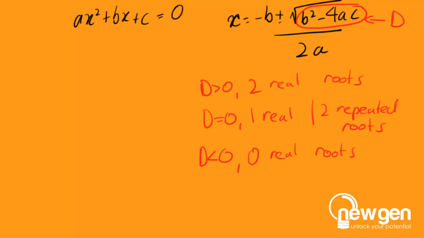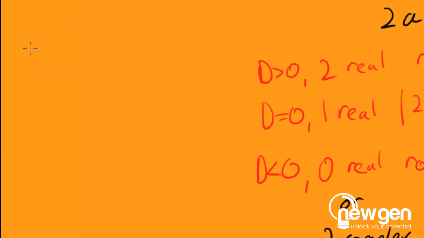When studying complex numbers, we're going to learn that 0 real roots is the same as 2 complex roots. So they're not real roots, but we call them complex. I'll show you an example of a quadratic equation which might have complex roots when the discriminant is less than 0. So x squared plus 3x plus 4 equals 0.